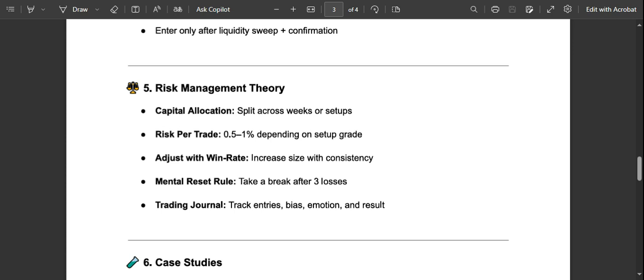So the next aspect is you have to adjust with your win rates. If you see that this trading strategy is moving well with you, gradually giving you profits, then you need to increase size with consistency. If you started with 0.02, you move to 0.03. You don't move straight to 0.1. That makes it inconsistent. So you need to move consistently in a consecutive manner.